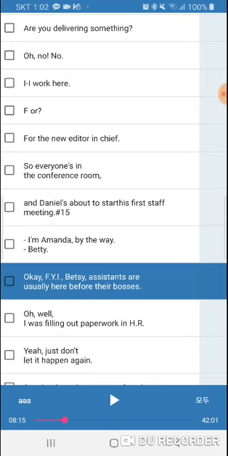Bessie. Okay, Bessie. Assistants are usually here before their bosses.